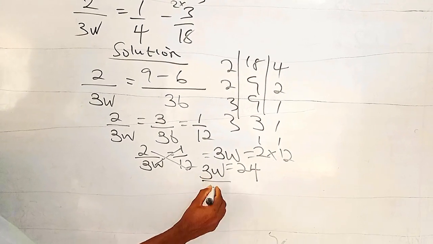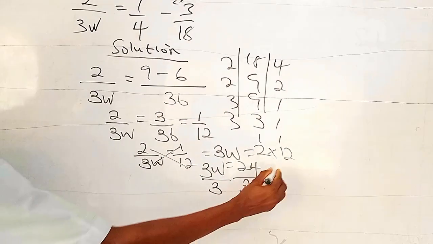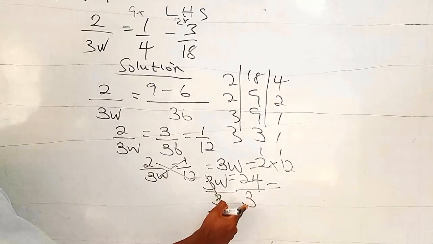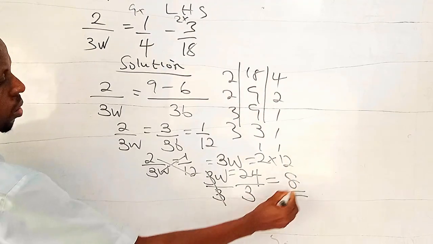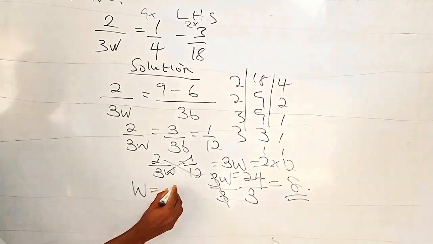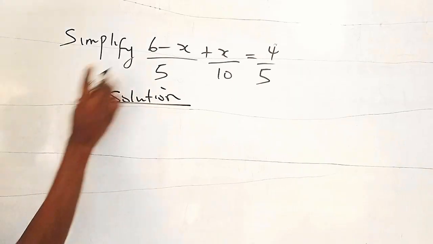To get our w, we divide by 3. We divide by 3, this can go. 3 into 24 is 8. Our w stands for 8. Now we have to simplify this.